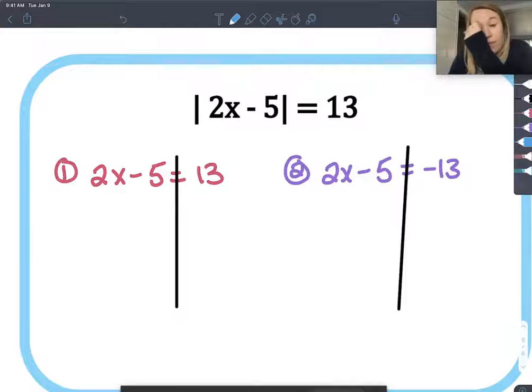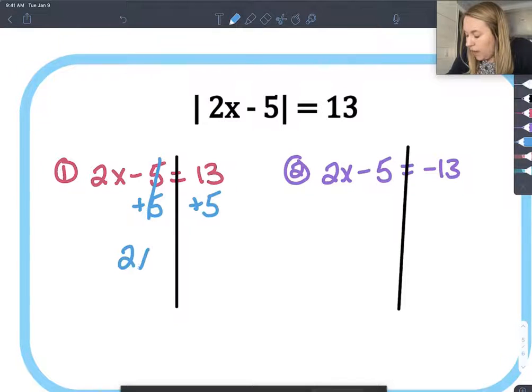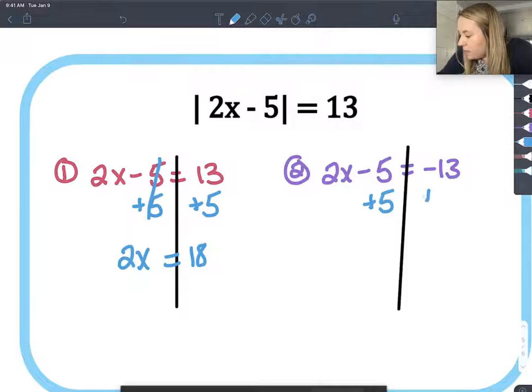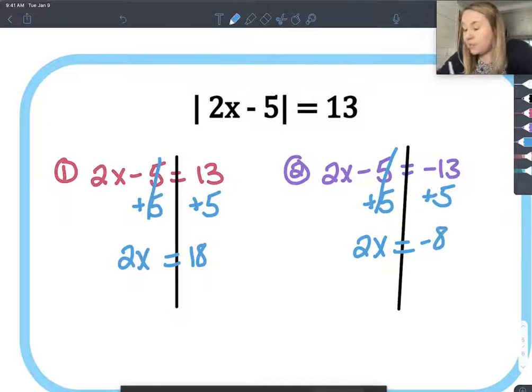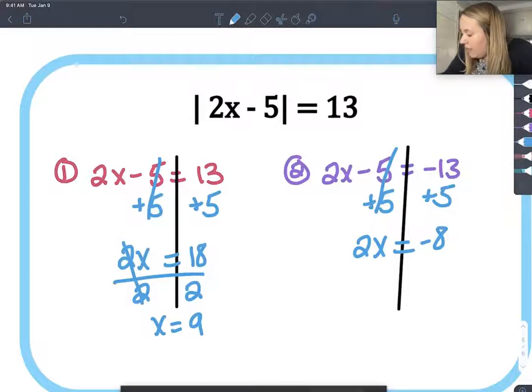First step for both of these is to add 5. On the left, we're going to get 2x is equal to 18. When I go to do it on the other side, we're going to get that 2x is equal to negative 8. Then on both of them, we're going to divide by 2. On the left side, we get x is equal to 9. And then on the right side, we are going to get that x is equal to negative 4.